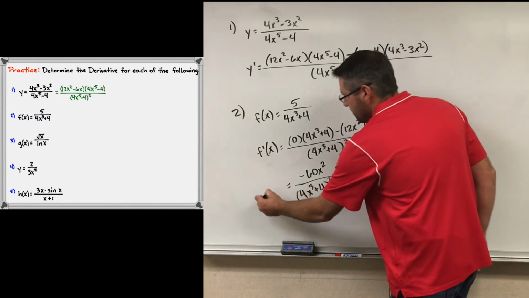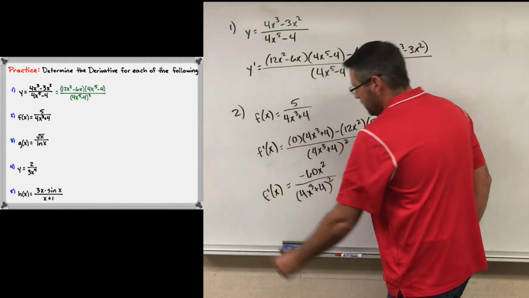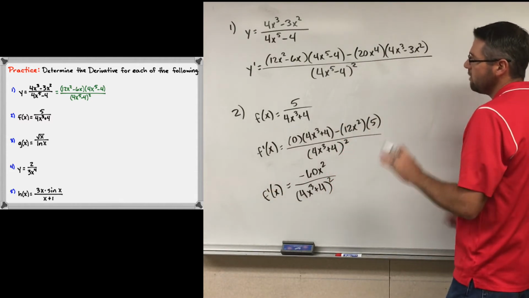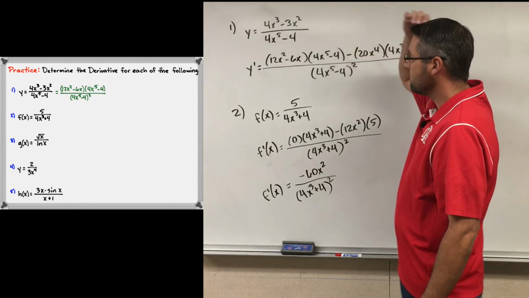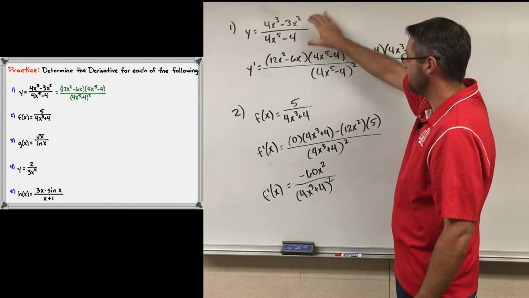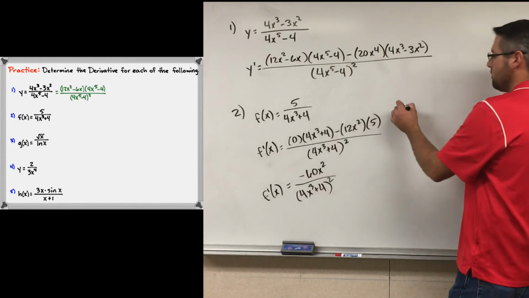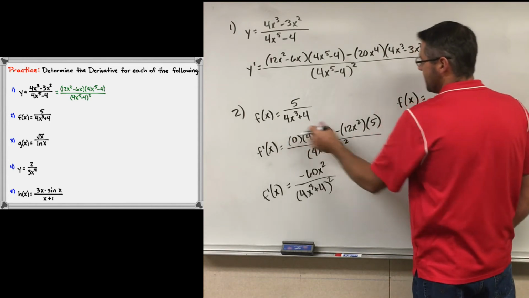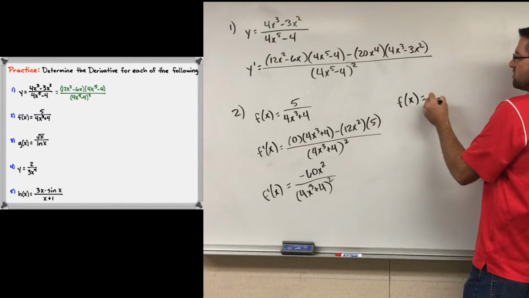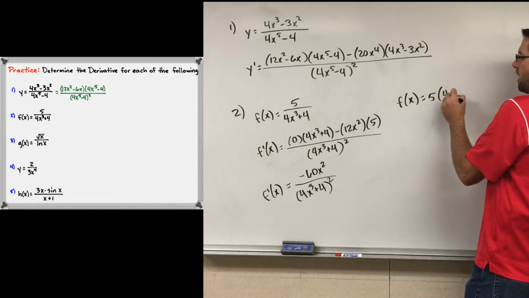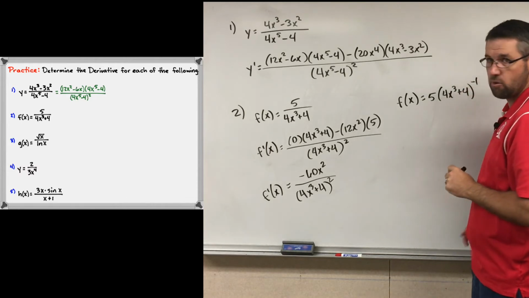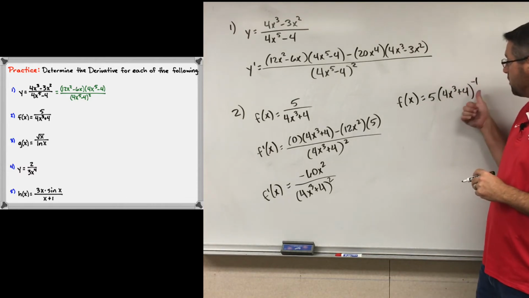That would be my derivative if I use the quotient rule. Okay? Nothing wrong with that. But I could rewrite this and process it a little bit differently. I'm going to rewrite this so that it's a product. I'm going to make this all a negative exponent. So we'll say f of x equals 5 times (4x cubed plus 4) to the negative first power.